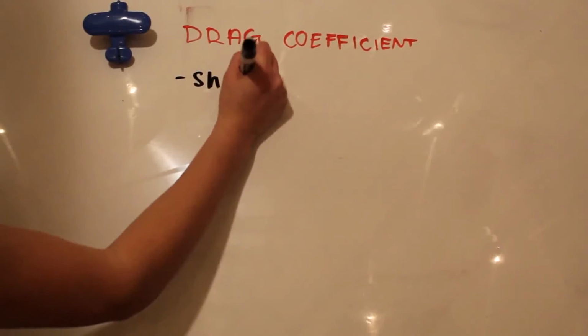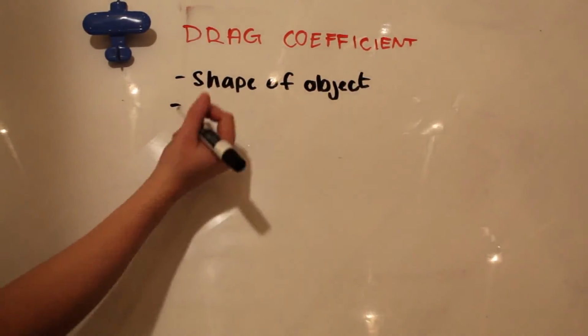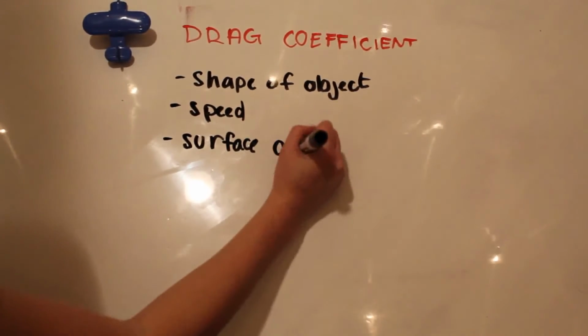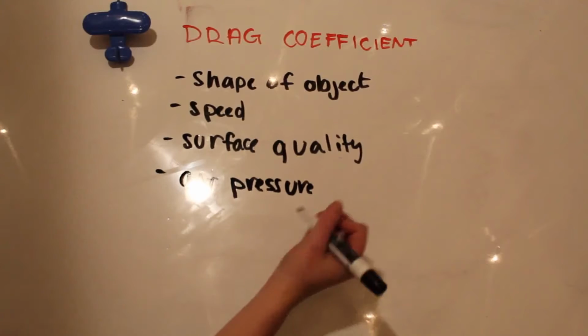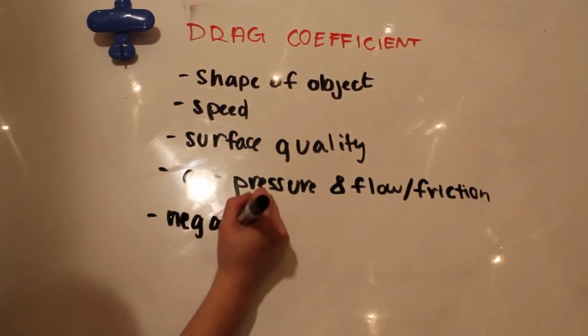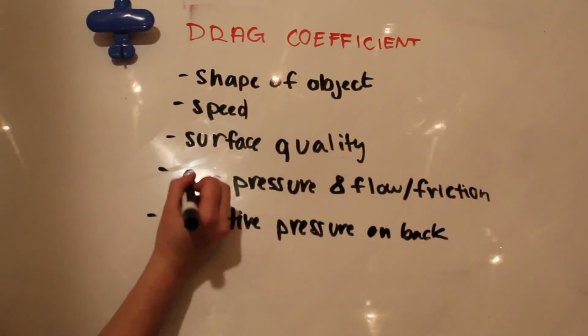To describe the amount of drag on an object, we use a value called the drag coefficient. This number depends not only on the shape of the object, but also on other factors, such as speed and surface roughness, the density of the air, and whether the flow is smooth or turbulent. Forces that affect drag also include the air pressure against the face of the object, the friction on the side of the object, and the relatively negative pressure, or suction, on the back of the object.